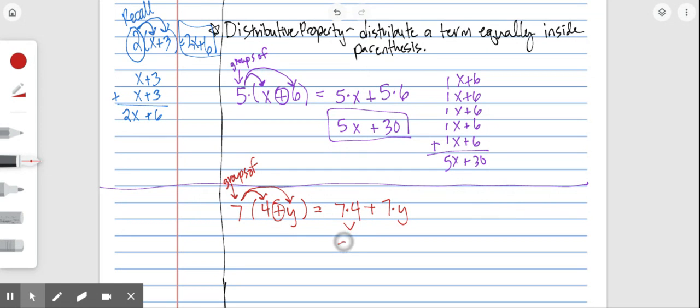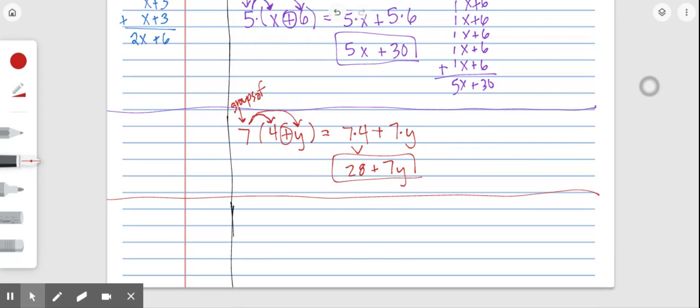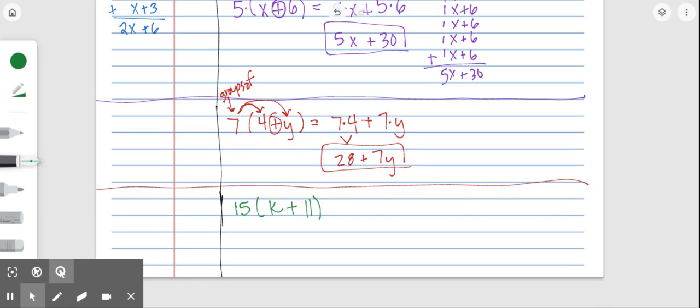7 times 4 is 28. And 7 times y is the same as 7y. So it's 28 plus 7y, which should be the same thing as if I just put 7 groups of 4 plus y. Okay, again, all we're doing is distributing that 7 throughout. Okay, let's try one maybe a little bit trickier with a bigger number on the outside that we're supposed to distribute. Okay, so now we've got 15 groups of k plus 11.